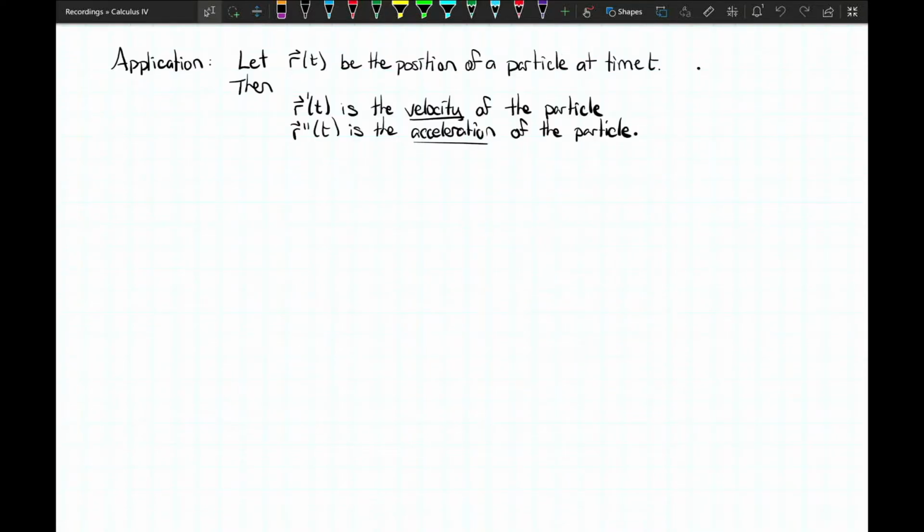As I've mentioned, a major application here is thinking about this vector valued function as being a position vector of a particle at a certain time. Well, we can extend this. The first derivative will give us the velocity of the particle, and that would give us a direction and magnitude. But then if we take the derivative of that, we also get acceleration. So let's do an example.